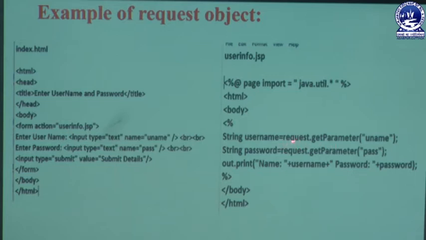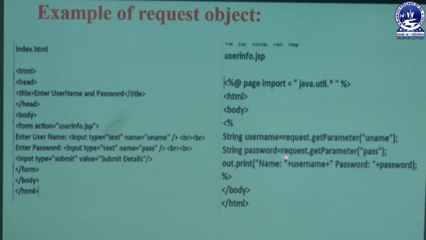We use the request object, then the dot operator, then the method name getParameter, with the P capital. Within the parenthesis we write uname, so whatever value is present in this text box is transferred to this username through the uname unique identifier, and it is returned through the request object. This request object is implicitly defined by the system, a predefined object.